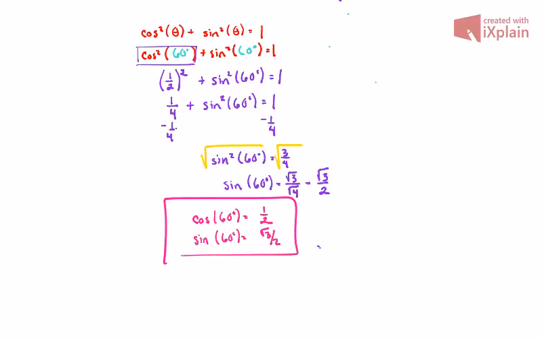Okay, so there you have it. This, again, was a similar explanation that we had used to find the cosine and the sine of 30 degrees.